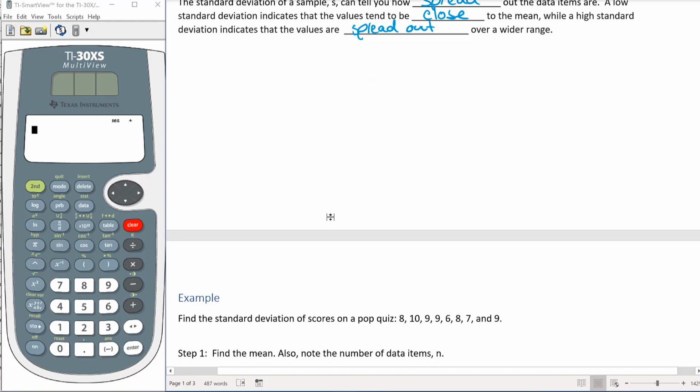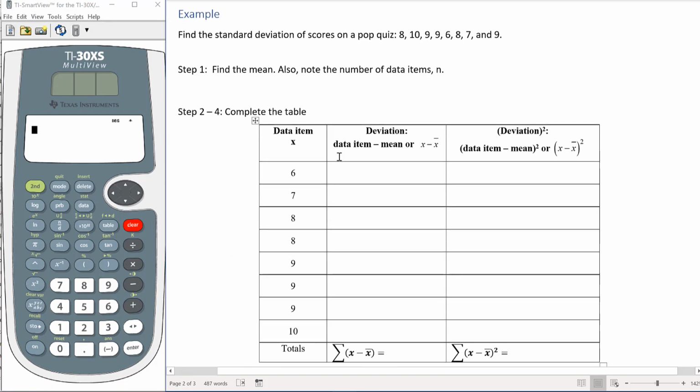So let's go ahead and try to do this on the next page here. We have our pop quiz scores listed in my table here. There are 8 of them. So we have step 1, find the mean. I'm going to add up all those values and divide it by 8.